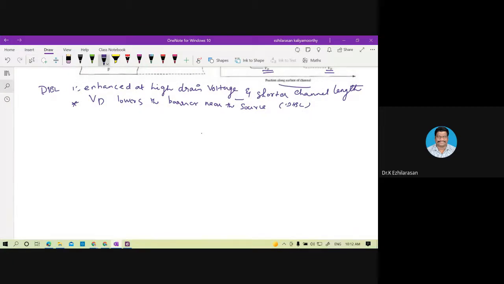Next, the last second order effect is the narrow width effect.